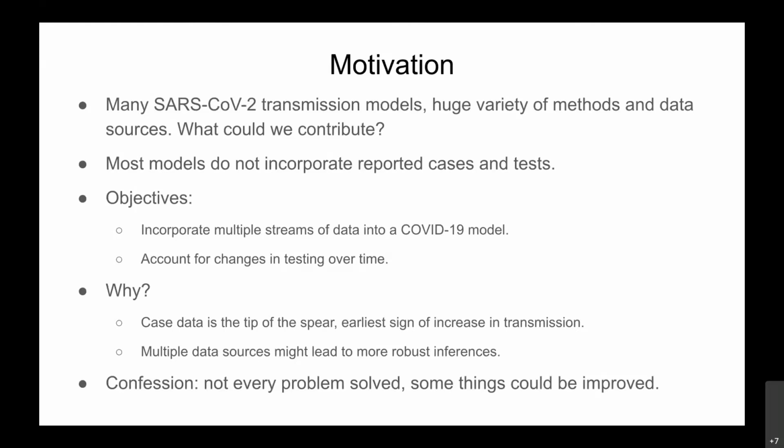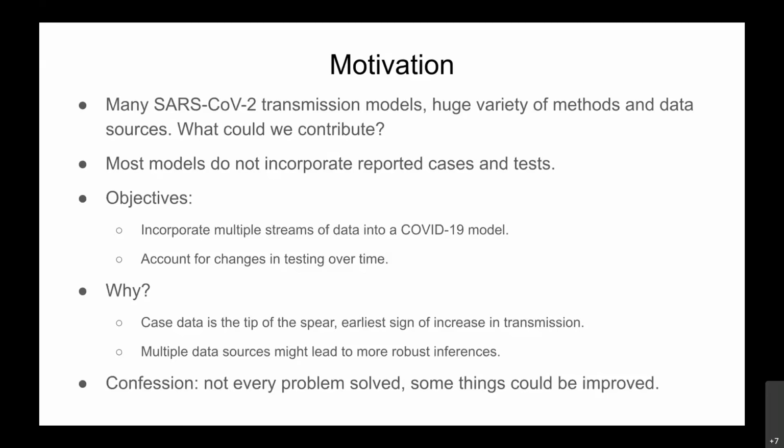And one of the things that we really wanted to do was account for changes in testing over time, at least try to figure out some crude way to do so. The reason that this seemed to us to be an important thing that we could contribute is that in many cases, case data is the tip of the spear. It's, in other words, the earliest sign of an increase in transmission. So if you're hoping to give people a heads up that SARS-CoV-2 transmission is going to explode in some area, then this might be your best chance to do it if you can do it properly.